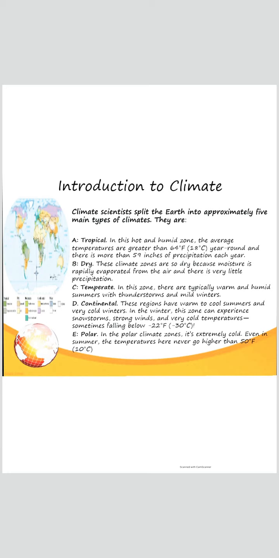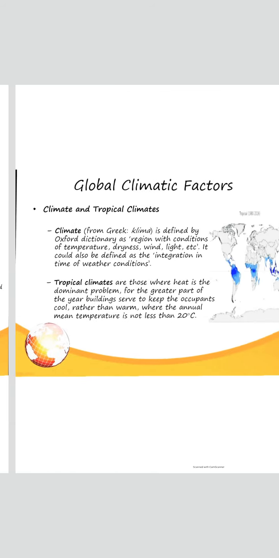Continental: these regions have warm to cool summers and very cold winters. Polar: in these polar climates it's extremely cold. Even in the summer the temperature here never goes higher than 50 degrees Fahrenheit.